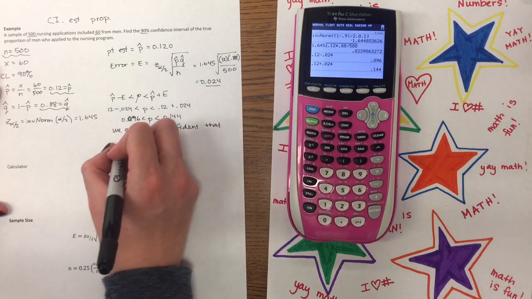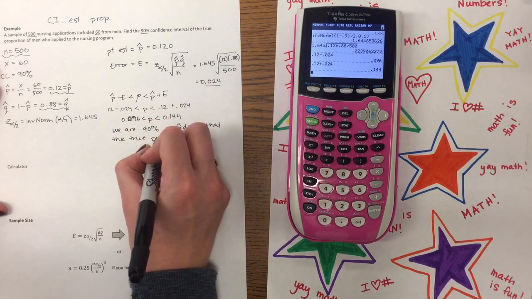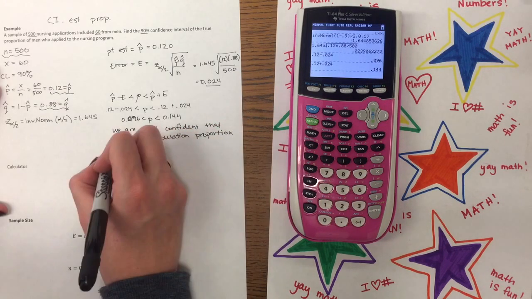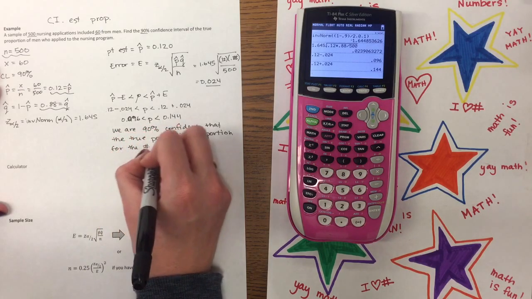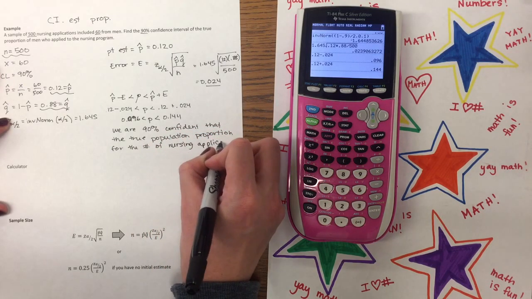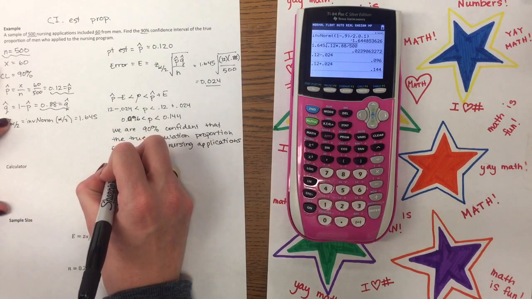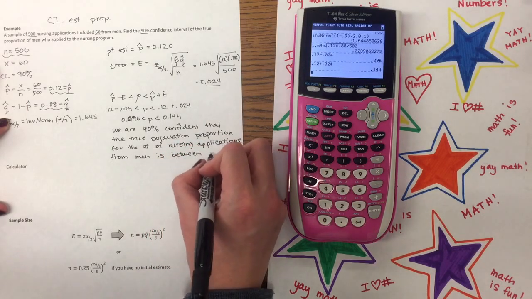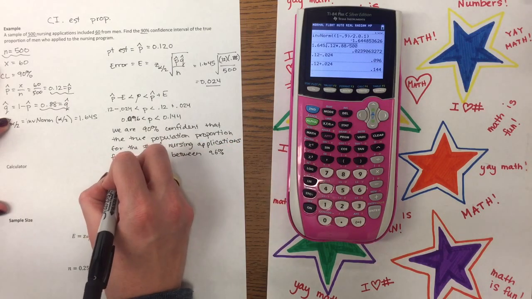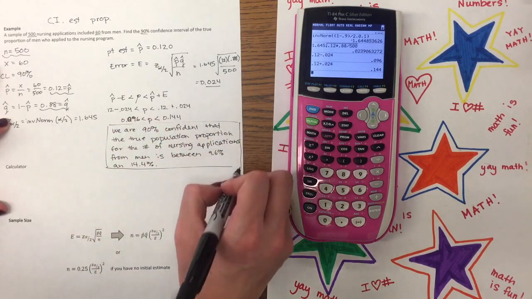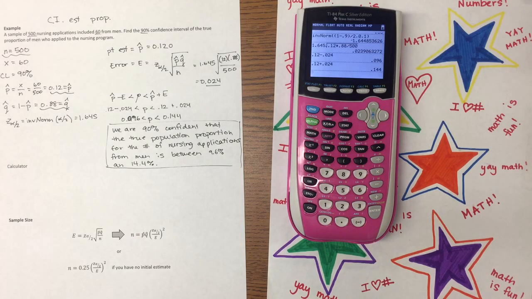that the true population proportion for the number of nursing applications from men is between 9.6% and 14.4%. This is my conclusion. We are 90% confident that the true population proportion for the number of nursing applications from men is between 9.6% and 14.4%.